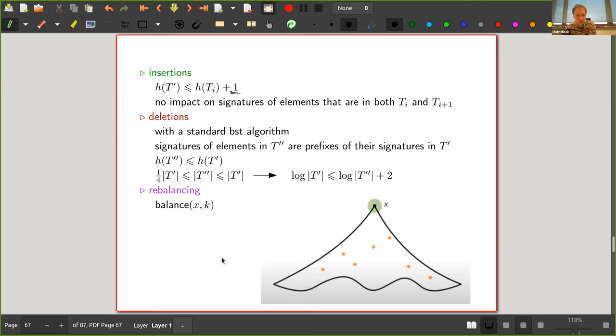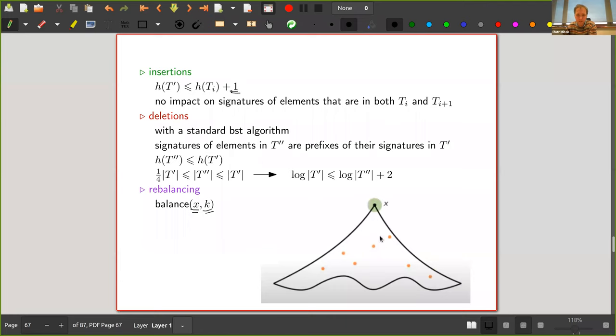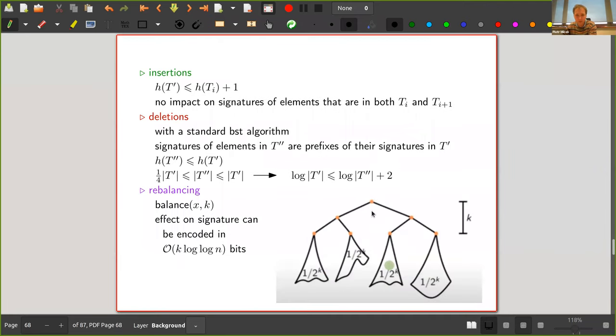Maybe I briefly tell you that and save you the analysis. So, balance of X and k. X is a node in a tree. k is a parameter of how deep we want to do the balancing. And then we find the values that should be placed in a perfect binary search tree like this, and put them in the right places, so that the subtrees here are of the sizes that you expect, 1/2 to the k of the whole thing. And that's the single step that we are going to do.